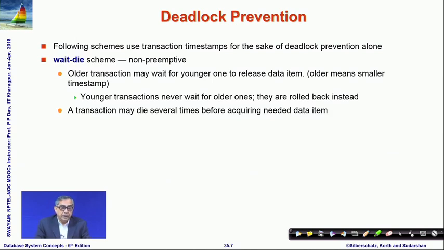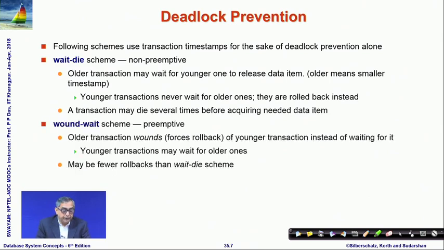So, if there is a conflict, then the younger one will always roll back and the older one will wait. So, a transaction may die several times before acquiring the needed data item. This kind of starvation may happen, but certainly there will not be a deadlock, because A waiting on B and B waiting on A cannot happen. Out of A and B, one has to be older, and only that one will wait; the other one will abort and roll back.